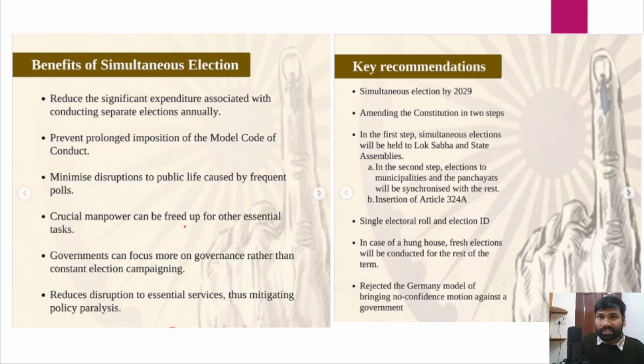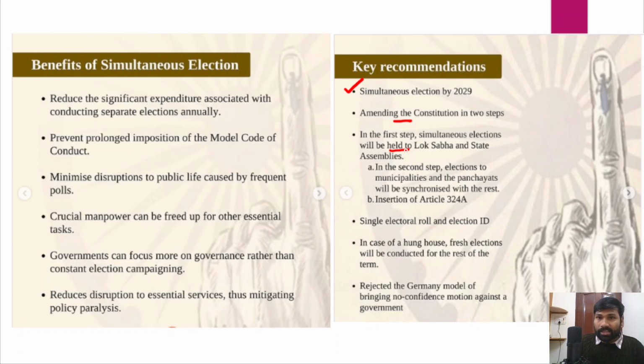However, if you look at this image, it is being suggested that the central government is very firm on conducting simultaneous elections by the 2029 general elections, right? So elections for the Lok Sabha and state legislative assemblies would be held at one single point of time. In fact, these simultaneous elections also require an amendment to the Indian Constitution. So amending the Indian Constitution would be done in two steps. In the first step, simultaneous elections will be held to the Lok Sabha and state legislative assemblies, right?